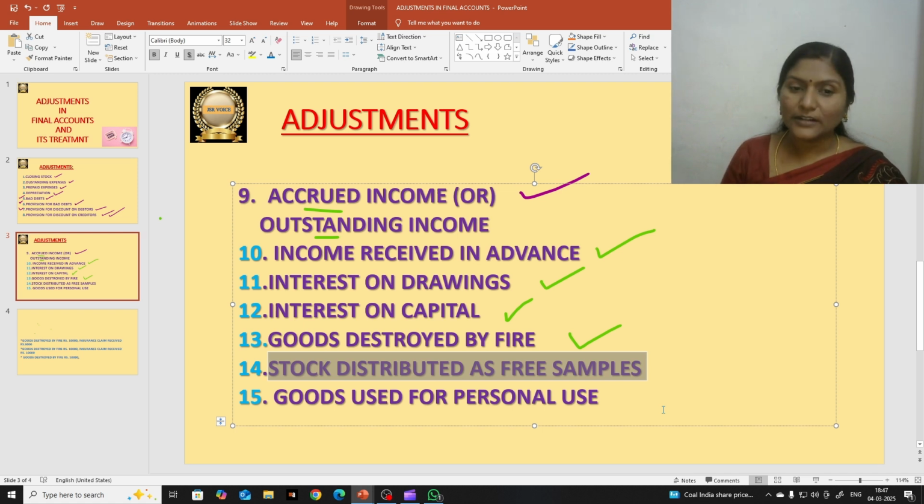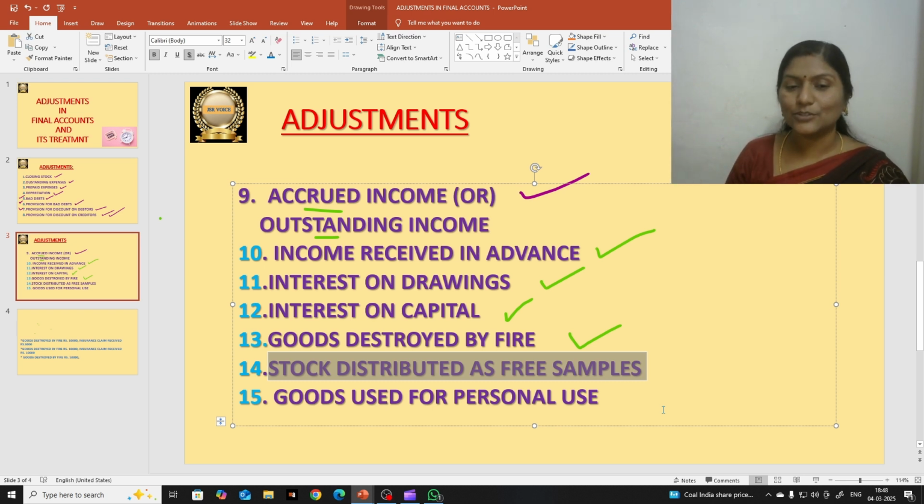Okay, so I will repeat that again. Stock distributed as free samples. First you go to trading account and deduct from purchases. Okay, first time. And second time go to profit and loss account, write on debit side to stock distributed as free samples and put the amount in the amount column. Don't write in the balance sheet this adjustment. Remaining all we are recording second time in the balance sheet, but this one we are not going to write. I already said in the beginning of the class, most of the items second time we record in the balance sheet except very few adjustments. Okay, so this is one of the adjustment where we are not going to record that in the balance sheet second time.